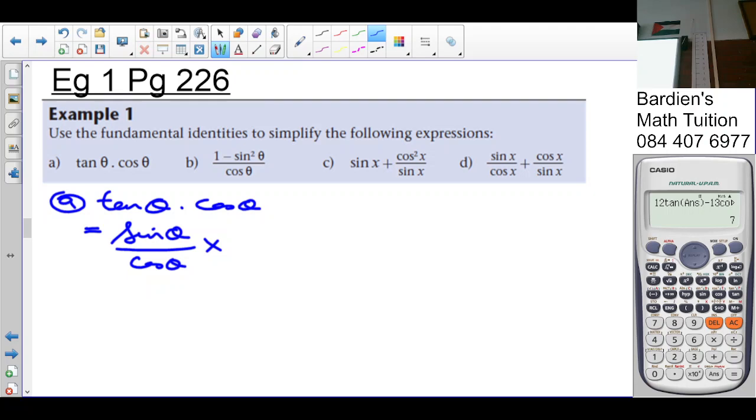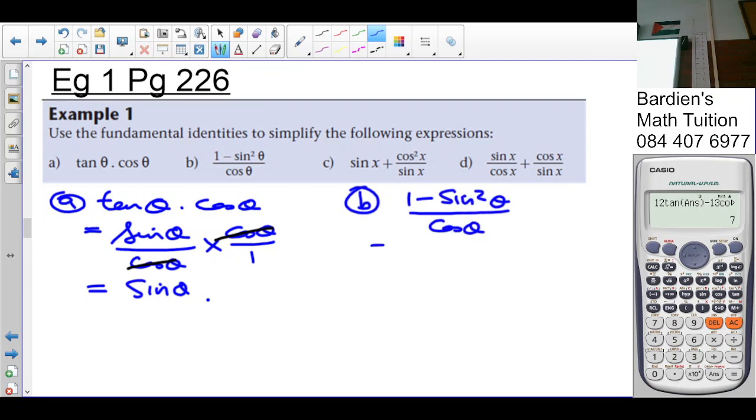Times cos theta over 1. So simplify for me. So that the cosines cancel. Leaves you with sine theta. Right, you guys understand? Yes. Let's try B. You try B for me.